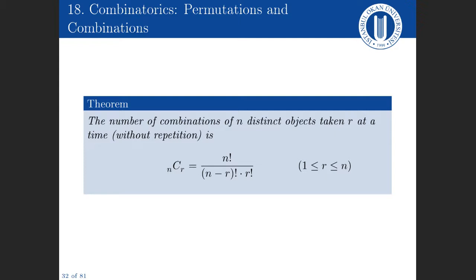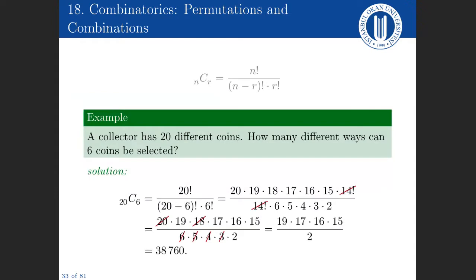We have a formula for n choose r. It's n factorial divided by n minus r factorial multiplied by r factorial. It's very similar to the formula for permutations, but we have this extra r factorial term. Again, I've written this at the top as we do our first example.